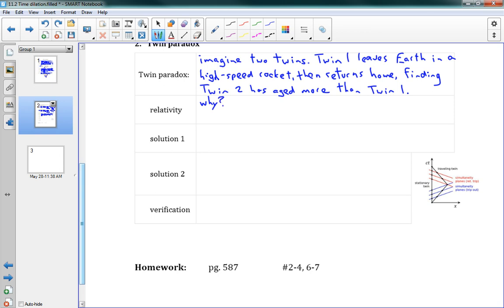Sure, it seems like time dilation should explain it, but actually, for both twins, time should seem slowed down for the other twin.